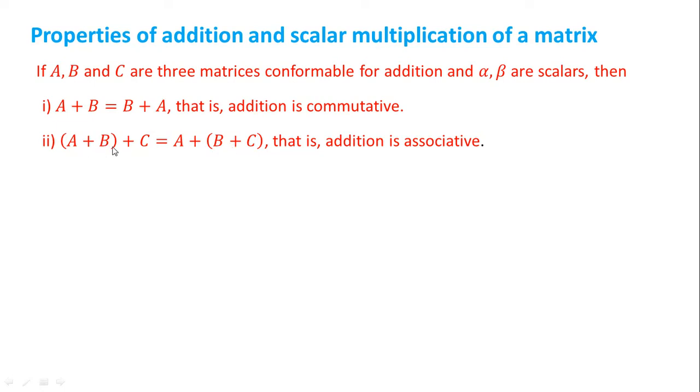Okay, so the bracket is not important here. Either you take the addition between A plus B and then add C, or you add B plus C first and then add A, no problem, you will get the same result. So that is called the associative property related to addition.